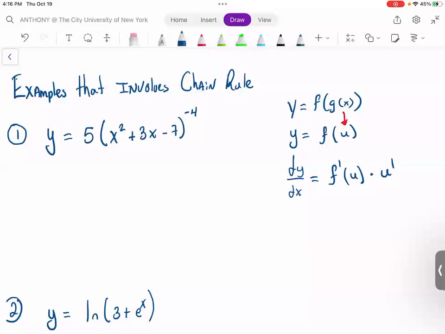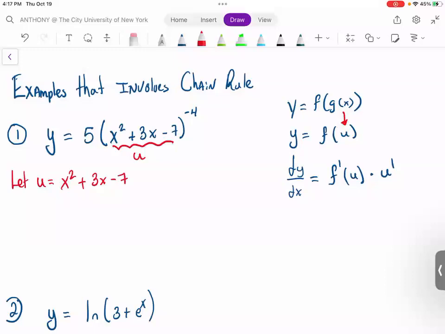So I'll show you how I use this particular rule for the example that we have. If you have 5 times x squared plus 3x minus 7, the first thing that you want to identify is your inner function, your u. What do you think u is going to be? Yeah? That's right. Your u is going to be the x squared plus 3x minus 7. So we say let u be equal to x squared plus 3x minus 7.